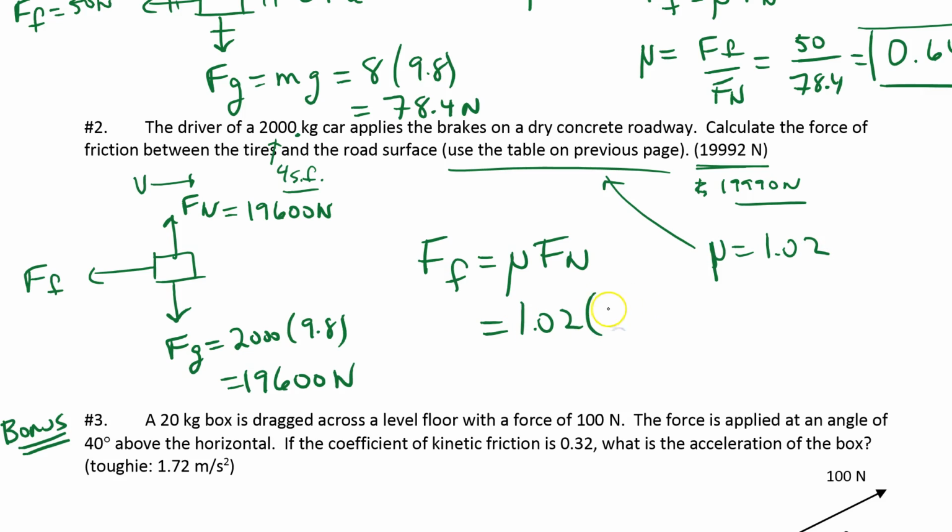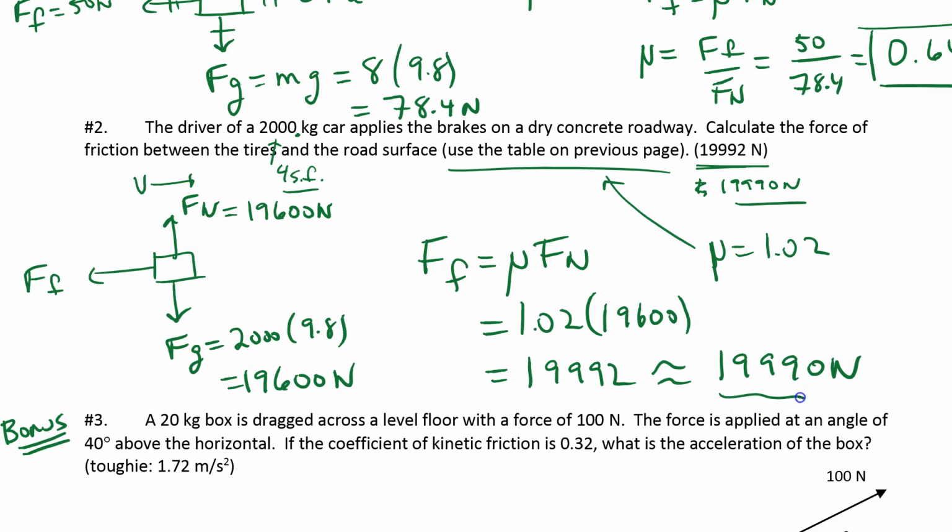1.02 multiplied by 19,600. And I think that's where we get our answer. 19992. And if we're going to do 4 significant digits, we'll say 19990 newtons, where those ones are the ones we know. There's our answer. Okay, I hope you're getting the hang of this.